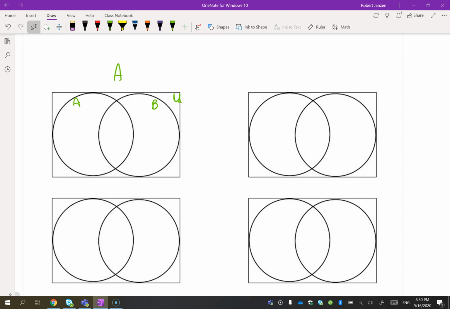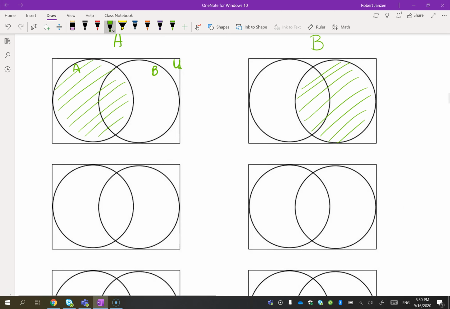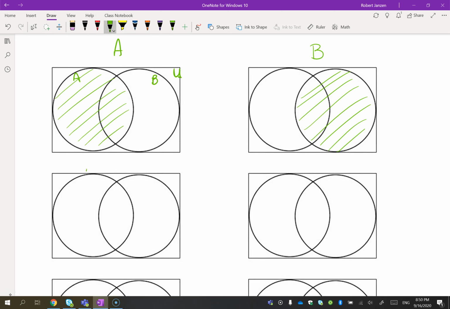If we wanted just set A, that's going to be everything that's in set A. Pretty simple. What about set B? Set B would be everything that's in set B, like that. Now check out some of these. What is this? That symbol means A and B. We call this the intersection.